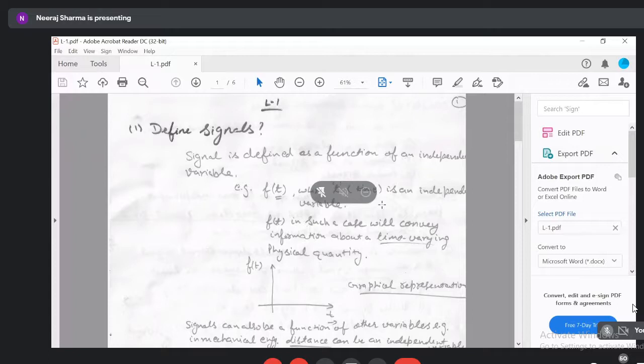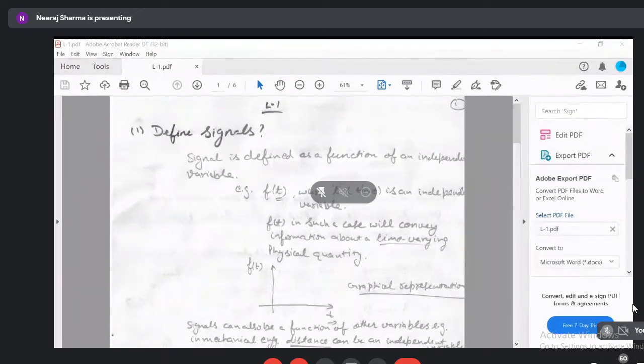There are different types of independent variables. For example, if you are forcing any object so that it can cover a distance under the influence of that particular force, then force can act as an independent variable, and the displacement experienced by that object under the influence of that force can be defined as a dependent variable. So this is the broader definition of dependent and independent variables, and the signal can be defined as a function of an independent variable.